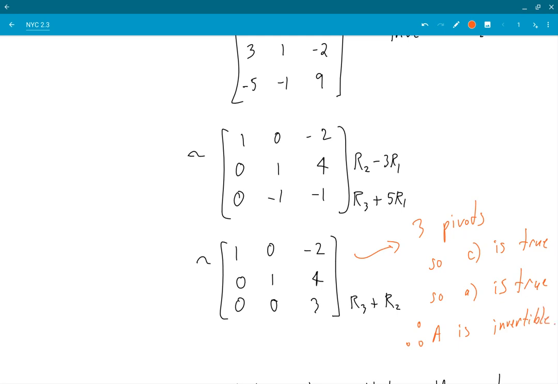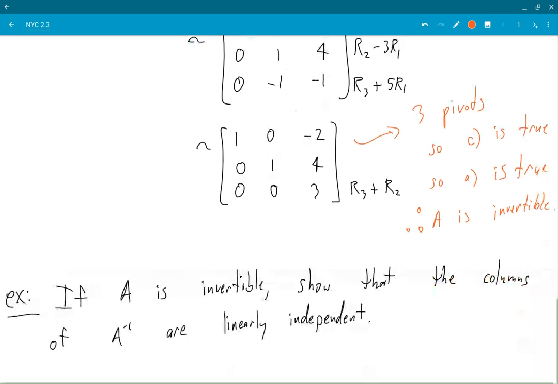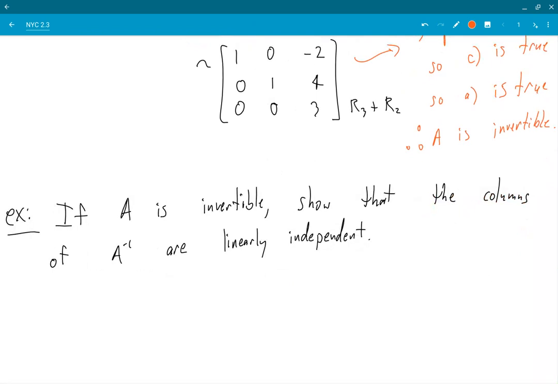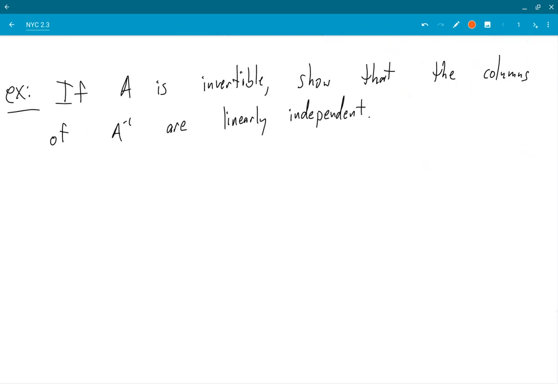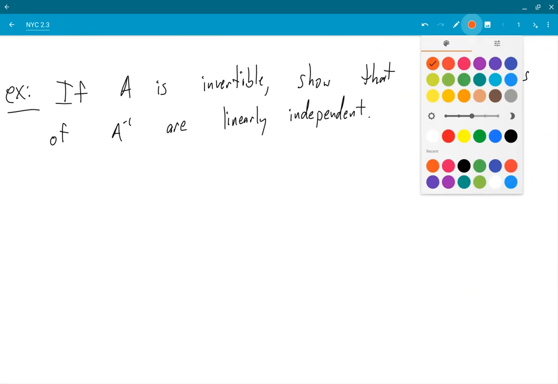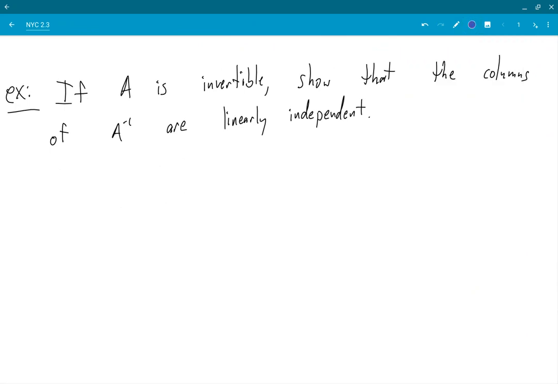Okay, so if a matrix has a pivot for every column or every row, then it's automatically invertible. Okay, using what's called the invertible matrix theorem. Next example, a bit more theoretical. If A is invertible, let's say something about the columns of A inverse.